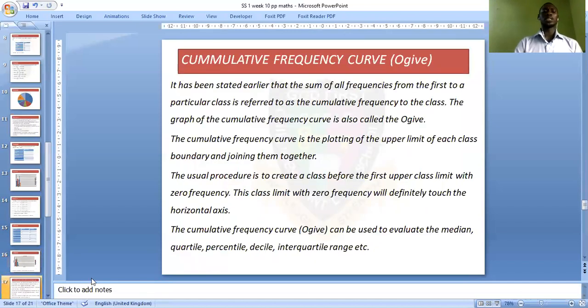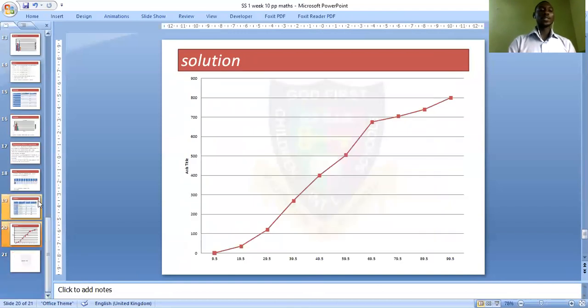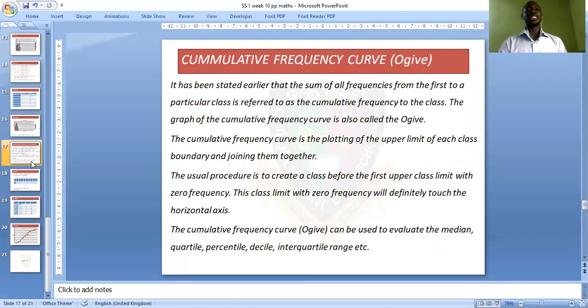So the last thing we'll be considering is the cumulative frequency curve. This is the curve derived from a cumulative frequency table. What you need to do here is get your cumulative frequency table. But let us take the parameter so you understand very well. It has been stated earlier that the sum of all the frequency from the first to a particular class is referred to as cumulative frequency.